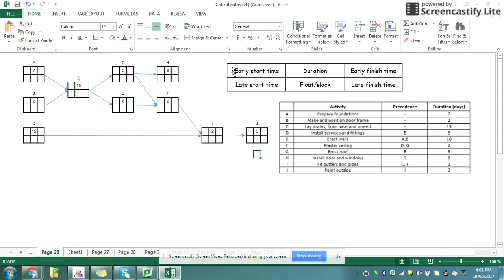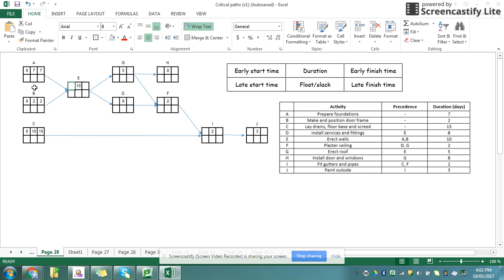Now I need to start filling in the rest of the top row. So I've got the early start time and the early finish time. Now all task A, B, and C can start right from the very first start of the project. So they can start at time 0. But because task A takes 7 days, task A will finish after 7 days, task B will finish after 2 days, and task C will finish after 15 days. So I've worked out my early start time and my early finish time.